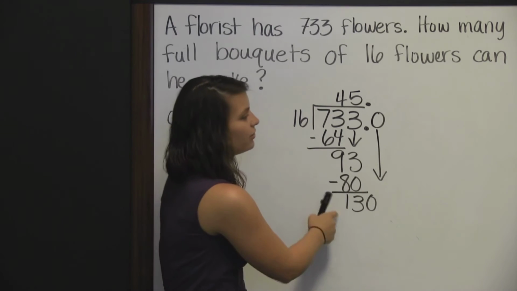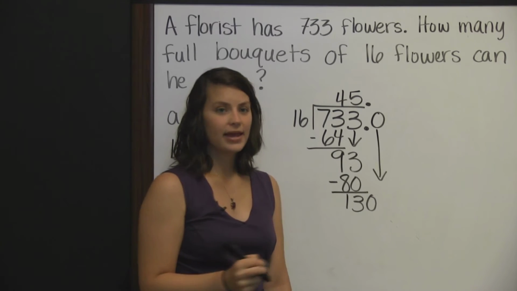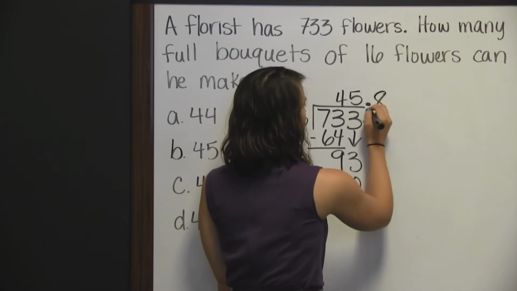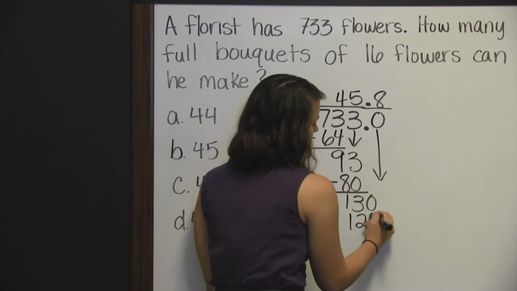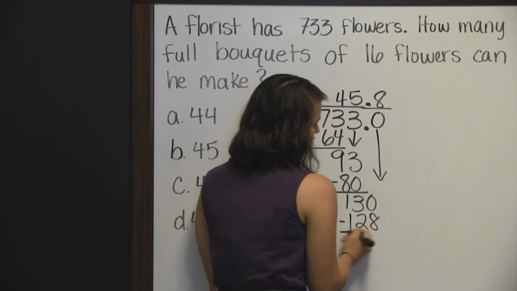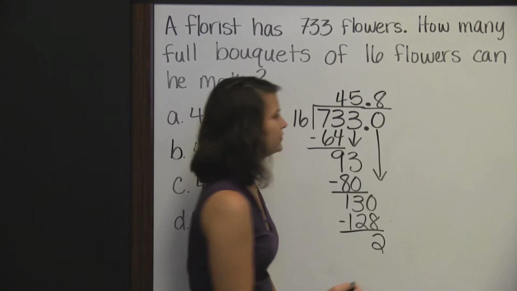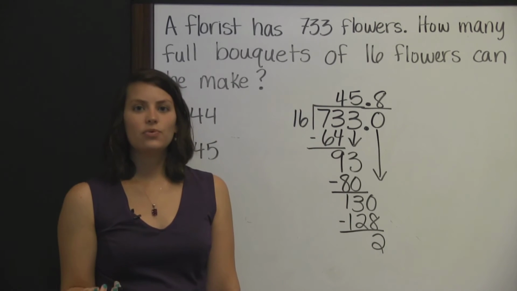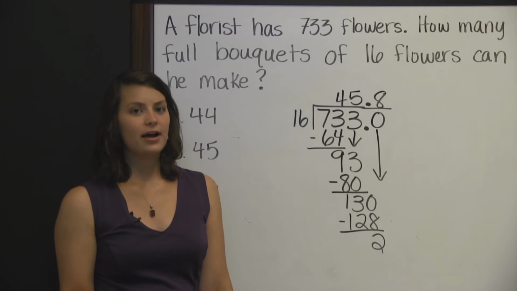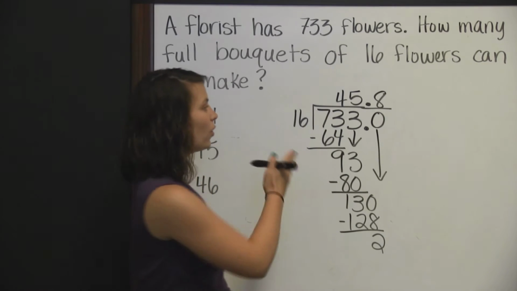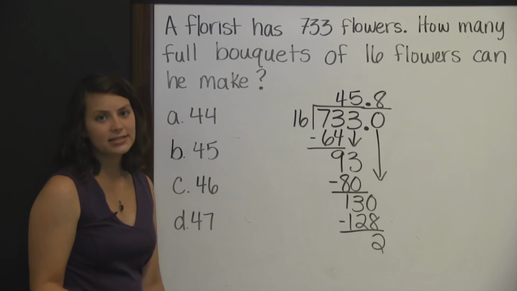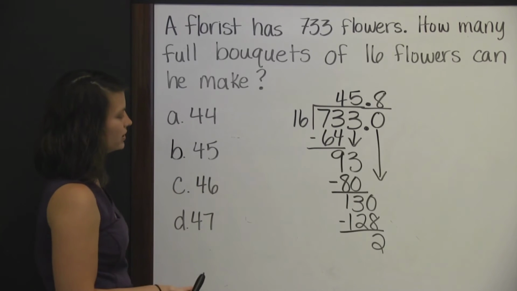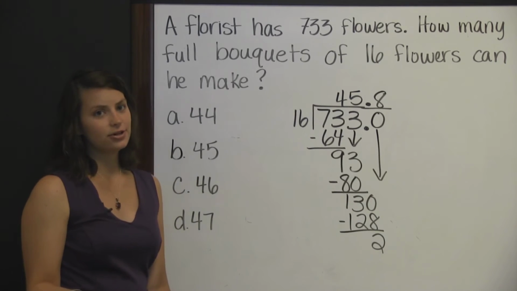So 16 now goes into 130 8 times. 16 times 8 is 128. And again, we subtract, and we get a remainder of 2. And we could continue on until we have no remainder left, and we could find out what our whole answer is, the whole decimal number. But really, it's not necessary. If we look at our answer choices, we've already found our answer.